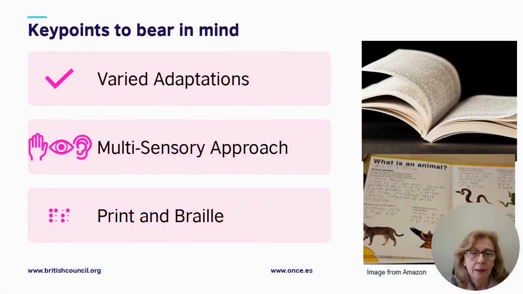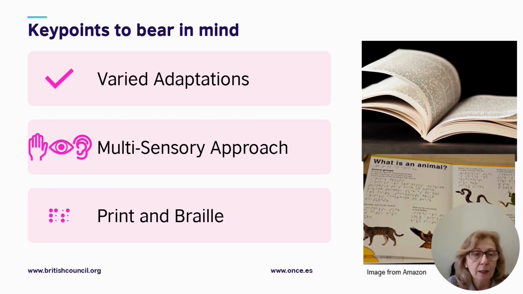Key points to bear in mind. There are some key points that I want you to bear in mind when you want to make your class accessible for visually impaired learners. Of course, there are many things to bear in mind, but these are some key points, as I told you. The first one is that there is a wide range of situations, ways of seeing and visual impairments, so you need to know about varied adaptations. There is not only a unique adaptation for all, but it depends on the kind of vision they have, the kind of ways of seeing and reading and everything.